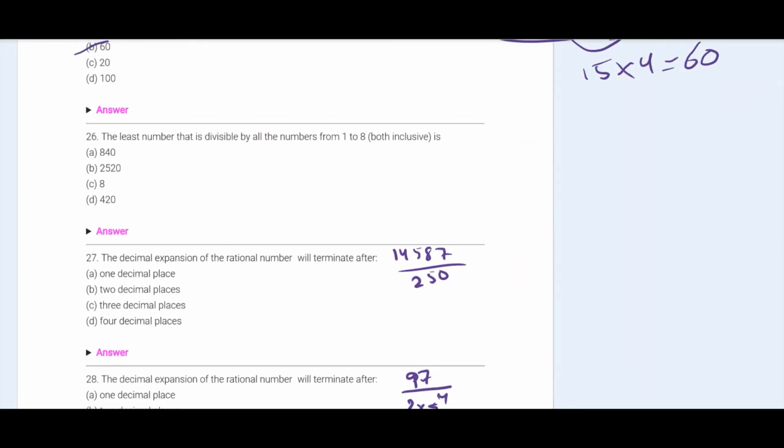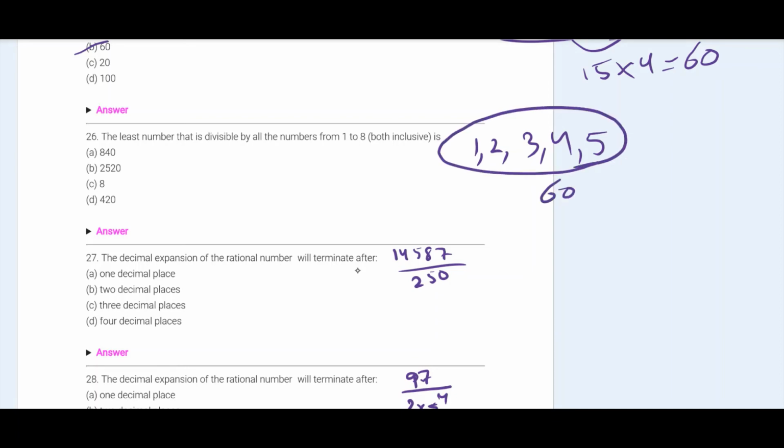Next, 26th question. The least number that is divisible by all the numbers from 1 to 8. Now we need to find from 1 to 8. So till 5 we have already done 60, the LCM. And next 6, 7, 8.